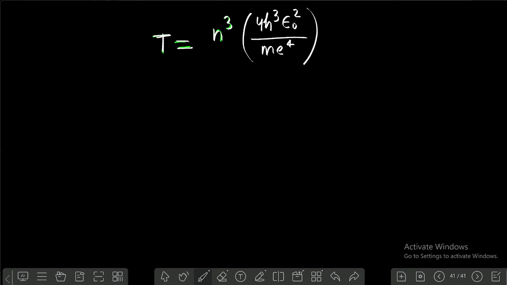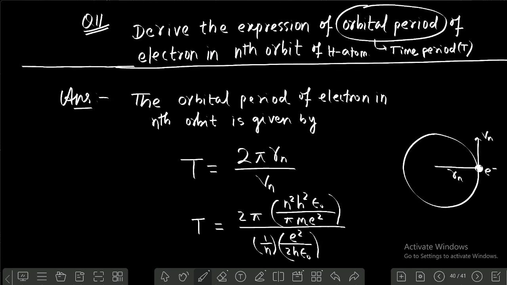Previous page I am going. Now your time period, what is coming? 4h cube epsilon naught square by me fourth. That one we will consider as one constant value, because all are constant there. That is 1.5 into 10 to the power minus 16 second. We'll consider that. All of you completed the time period calculation. See, everything will come from radius and velocity. If you remember radius and velocity, then everything you can calculate.